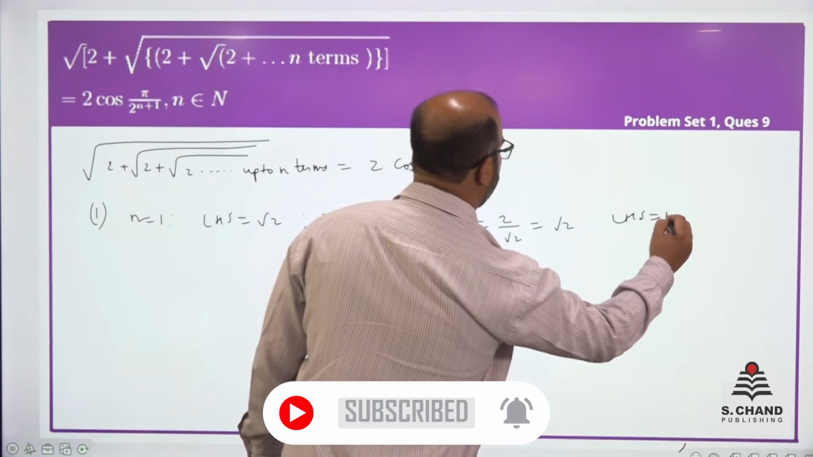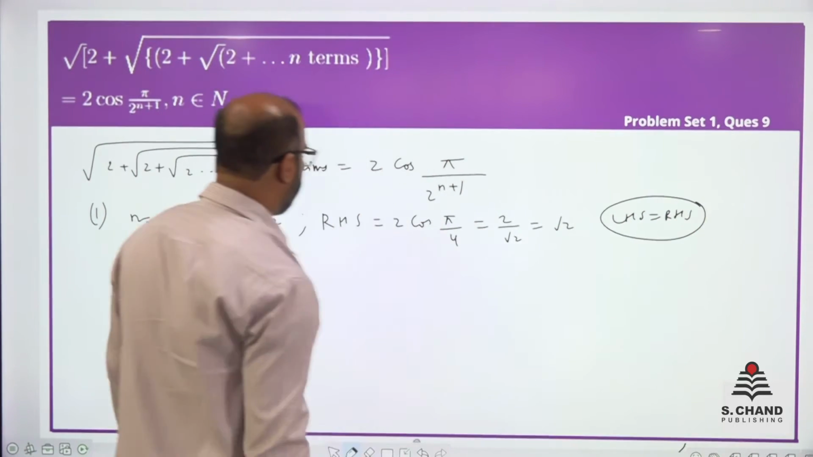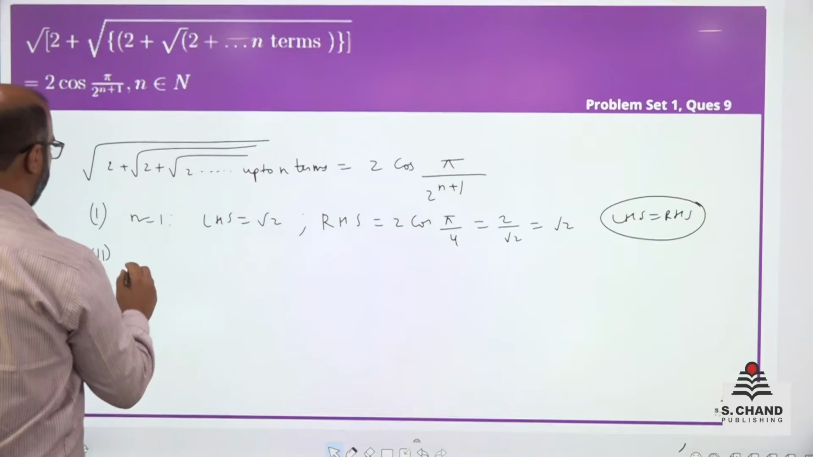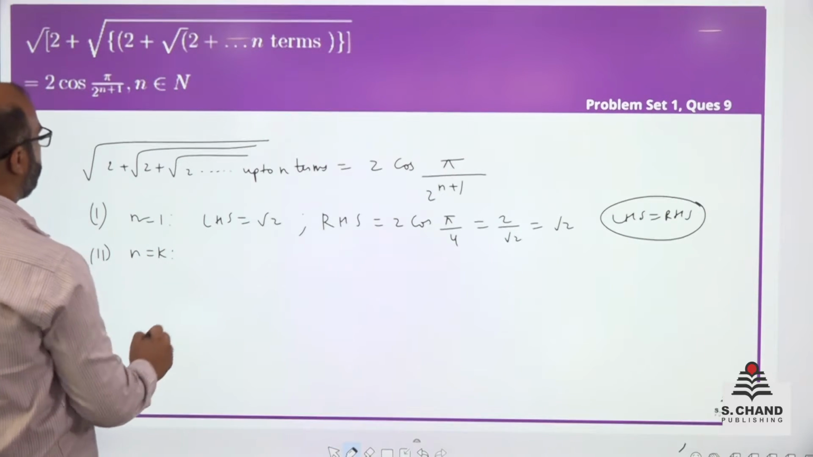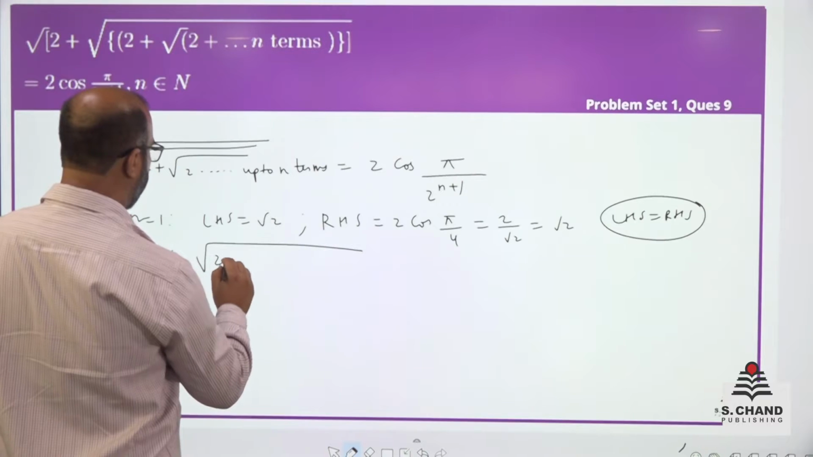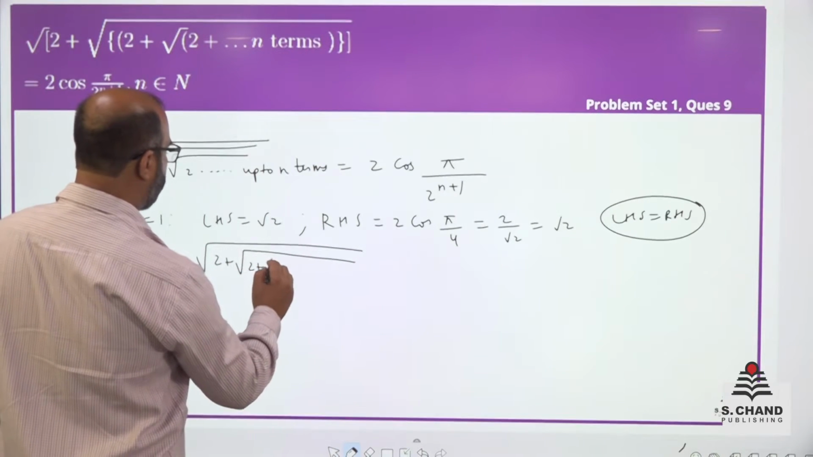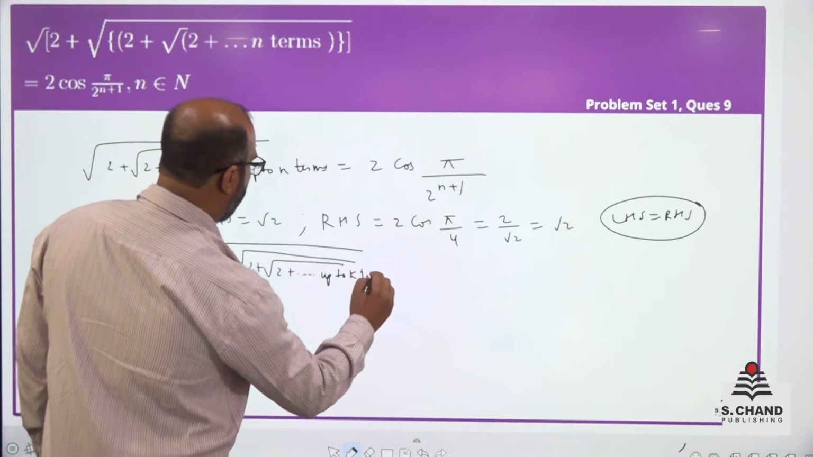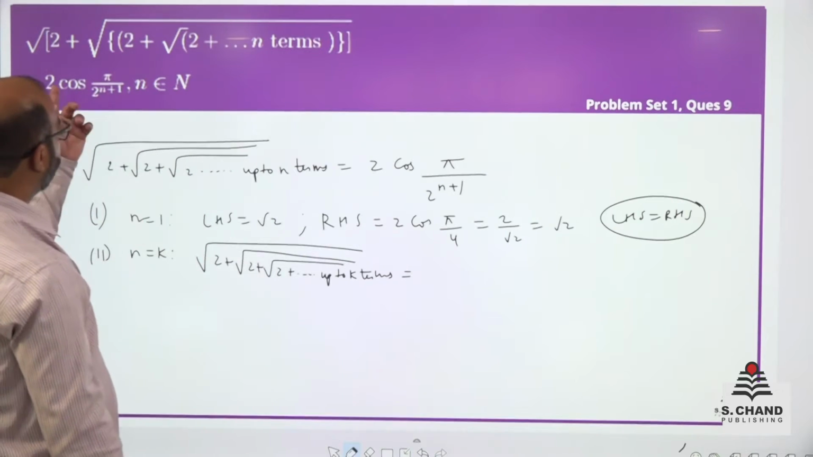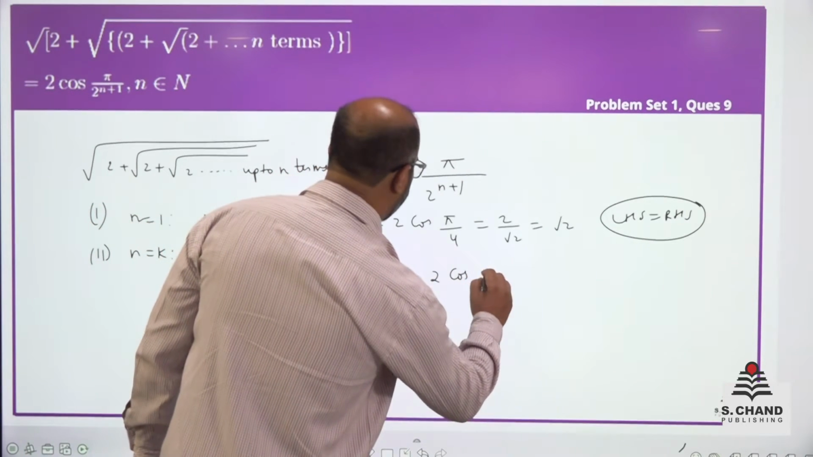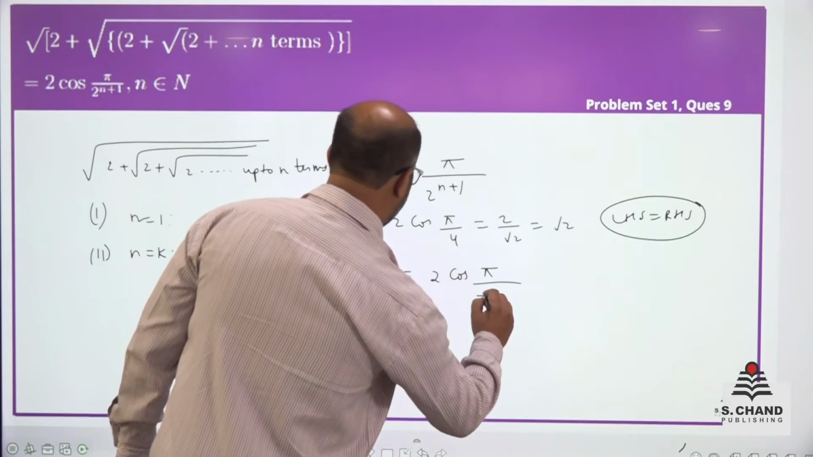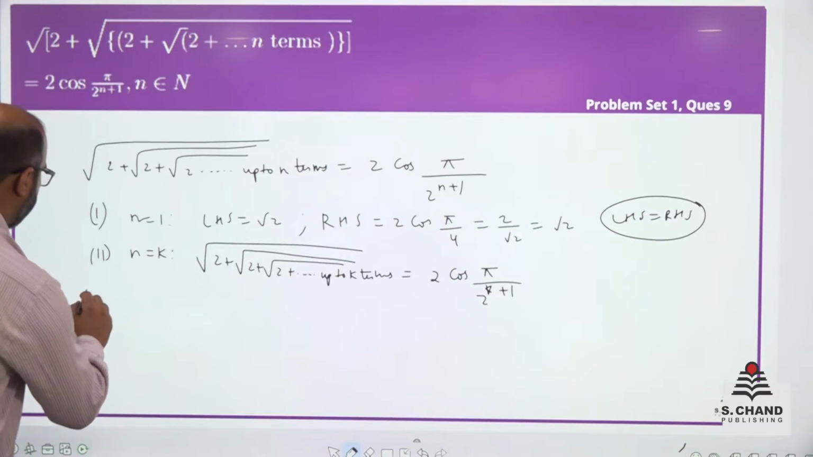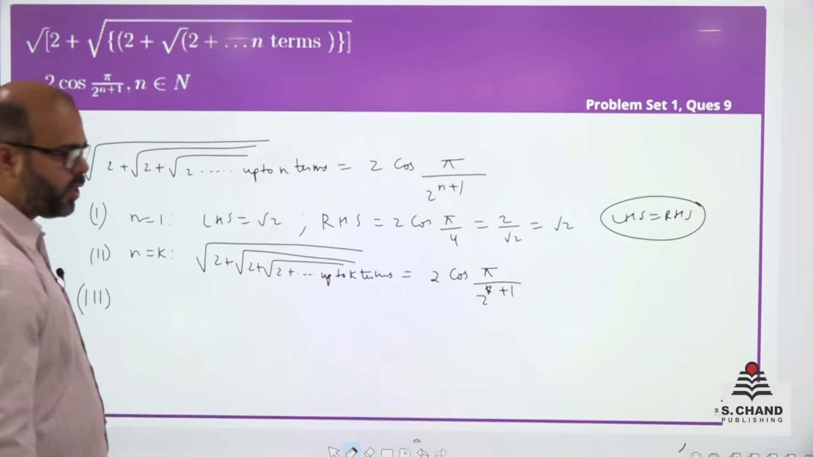So LHS is equal to RHS for n is equal to 1. Second, for n is equal to k, let us assume it is true. That is, root over 2 plus root over 2 plus root over 2 plus dot dot dot up to k terms is equal to 2 times cos of pi by 2 to the power k plus 1. Now, in the third step, we have to prove it for n is equal to k plus 1.